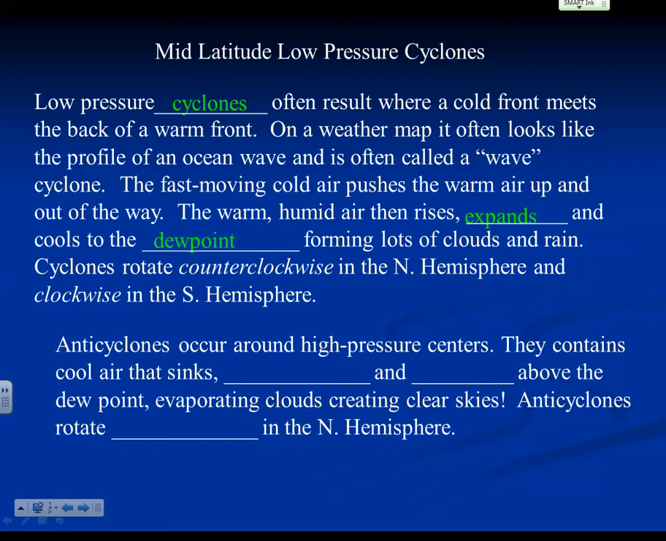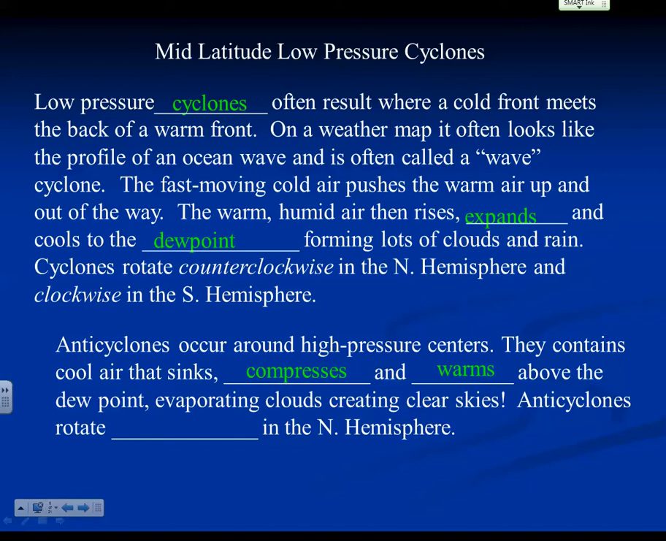Anticyclones, these are the arch enemies of cyclones. These are actually the good guys in my opinion. They occur around high pressure centers, so there's an H in the middle. They contain cool air that sinks, compresses, and if you remember that orographic effect again, warms above the dew point. This evaporates clouds, creating clear skies.